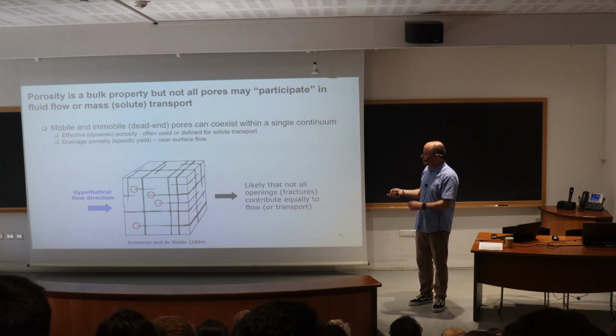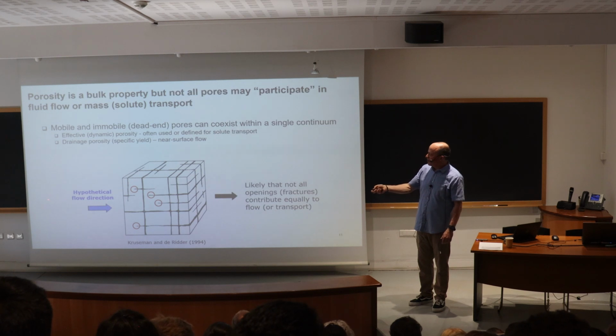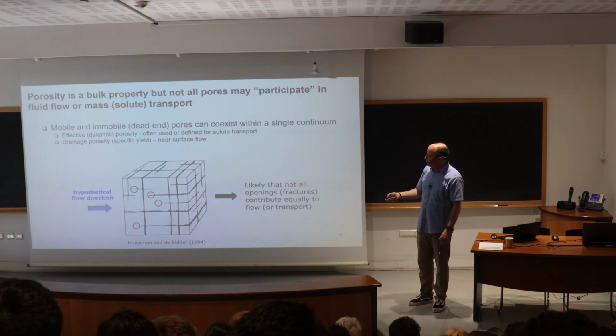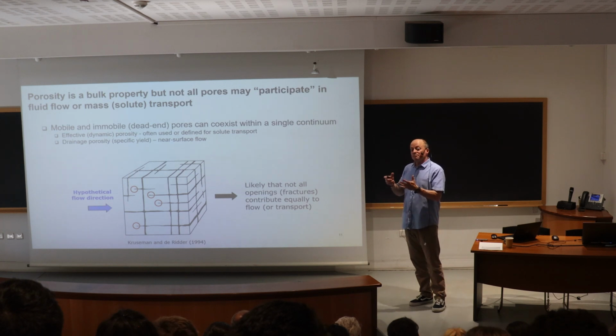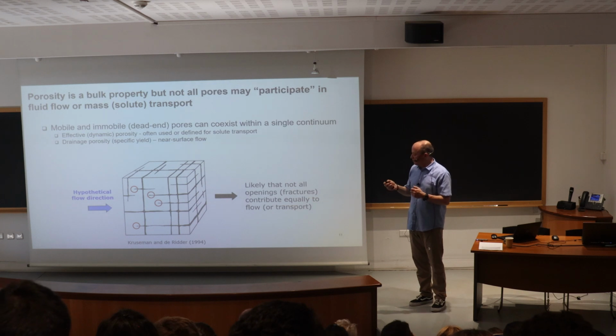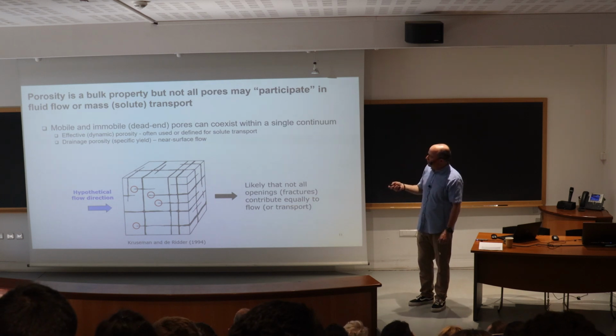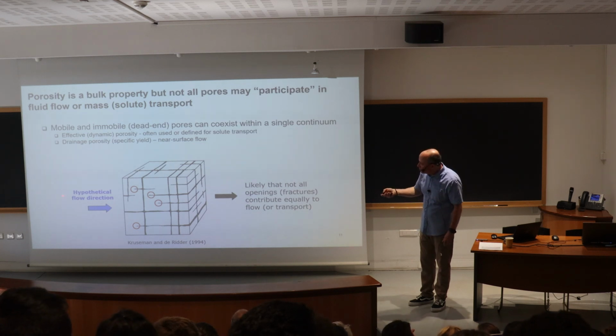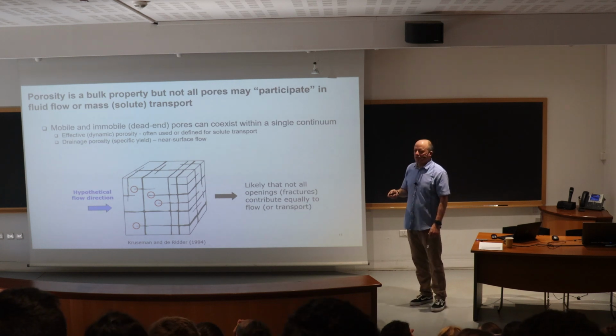This is very hypothetical, but let's say we have a general groundwater flow direction from left to right. We might assume that these non-continuous fractures don't participate too much in fluid flow, but this fracture here probably conducts a lot more flow. So when we look at the flow processes, not all the pores participate in the flow, so we often use, like I said, the effective or dynamic porosity. Or when we are interested in drainage, near-surface drainage of the water table, we also use a drainage porosity, which is equivalent to the specific yield.